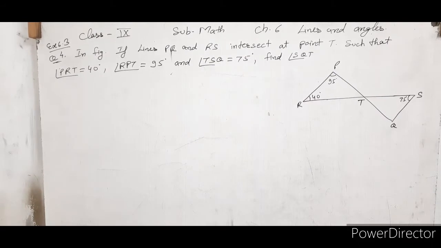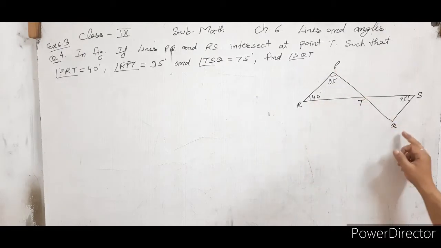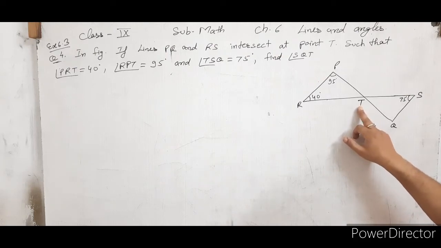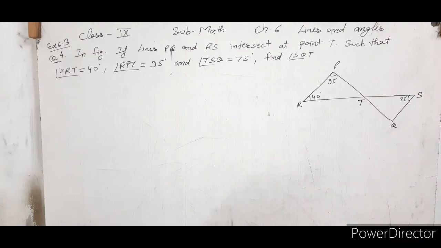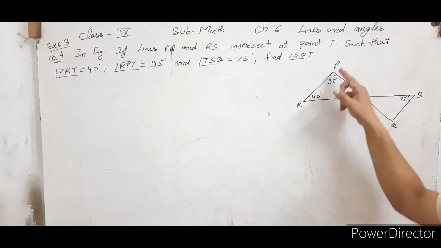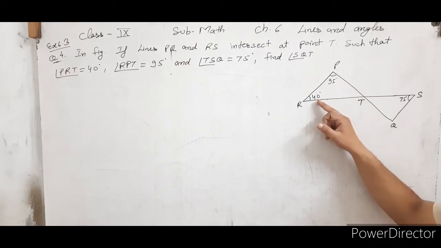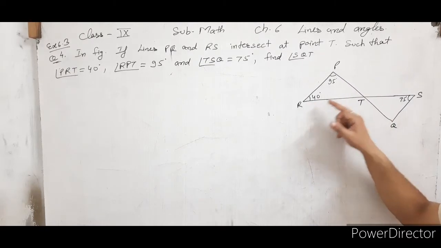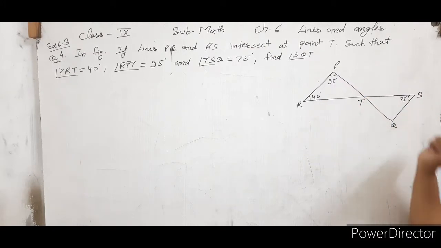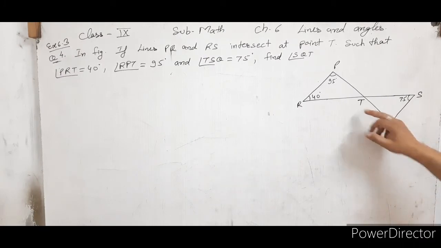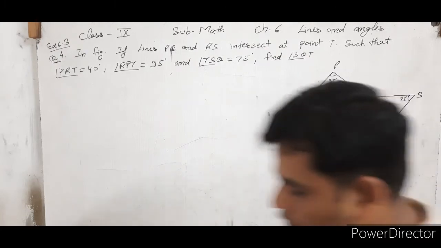Question number 4. In the diagram, lines PQ and RS intersect at a point T. If these two lines intersect each other at point T, that means these are vertically opposite angles, such that angle PRT is 40 degrees, angle RPT is 95 degrees, angle TSQ is 75 degrees. Find angle SQT. We have to find the angle SQT.